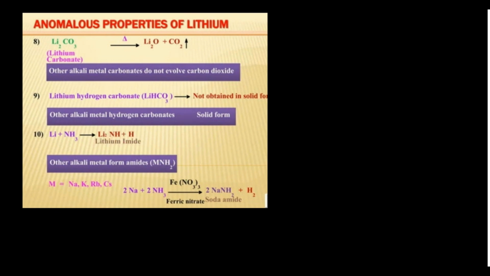Or the rest will form amides. So this is again very important, which I had missed actually. Lithium forms lithium imide, while others form amides. And after that, again a very important aspect, that is the diagonal relationship.